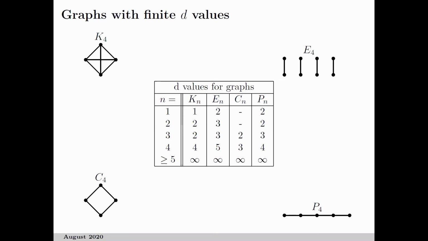There are relatively few graphs which dissipate. Here we see a table with the d-values for well-known graphs, including complete graphs, disjoint edges, cycles, and paths. You can see that once n exceeds 5 in each of these families, the graph has an infinite d-value. We will come back to the significance of the number 5 later. In general, graphs with finite d-value are not as interesting, so we will now turn our attention to graphs with d equals infinity.